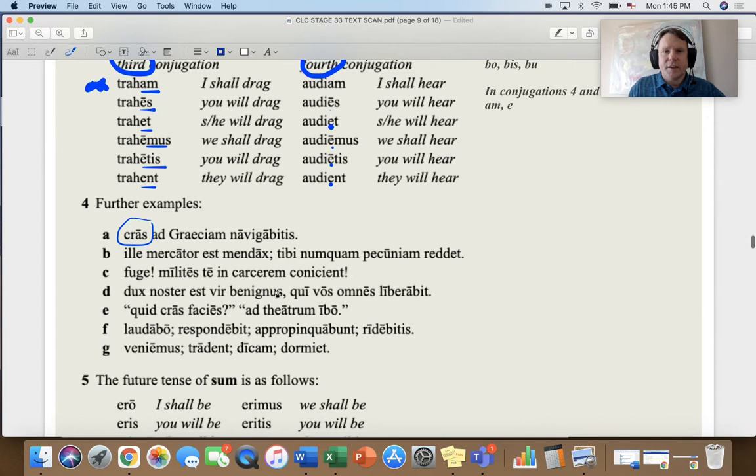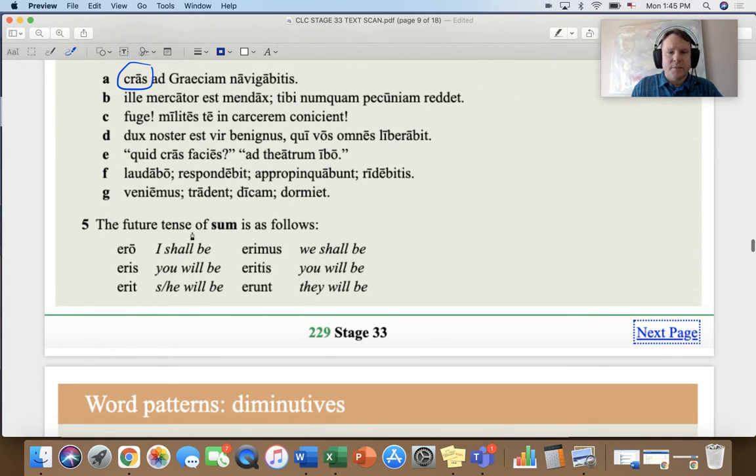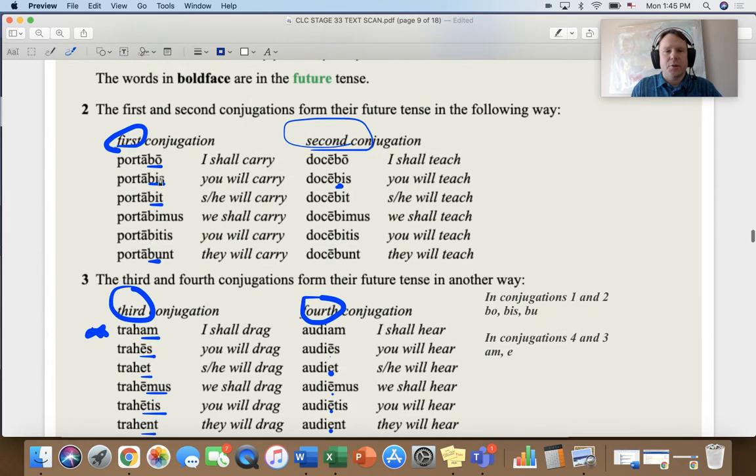The only other thing that I'll tell you about here is just the future tense of the verb to be is, think of this as ero, eris, erit. This is almost like Scooby Doo trying to say bo, bis, bit, right? Ero, eris, erit, erimus, eritis, and then erunt. But those correspond to, of course, bo, bis, bit.